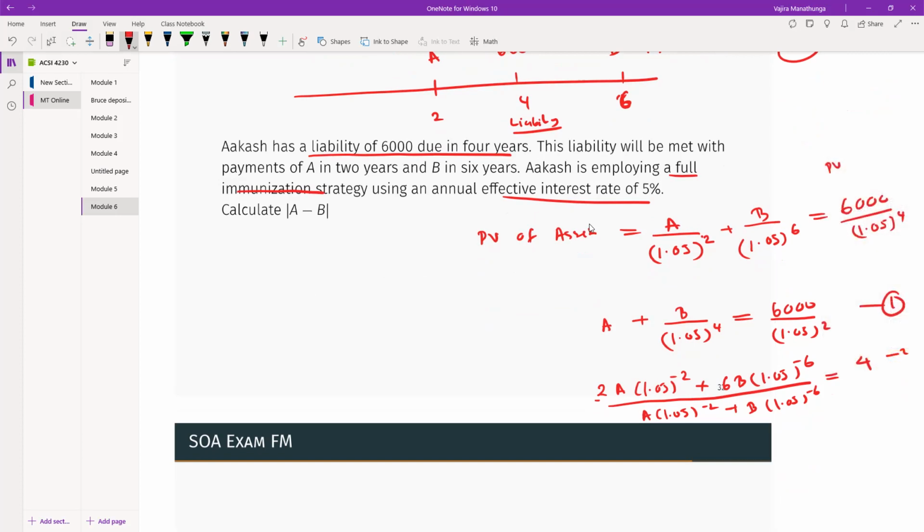So let's try to solve these equations. This one will give me A plus B divided by 1.05 to the 4, so basically 1.05 to the 4 is 0.8227, and 6,000 divided by 1.05 squared. That is 5,442.57.